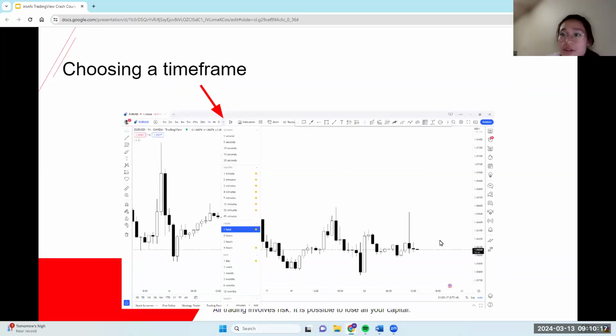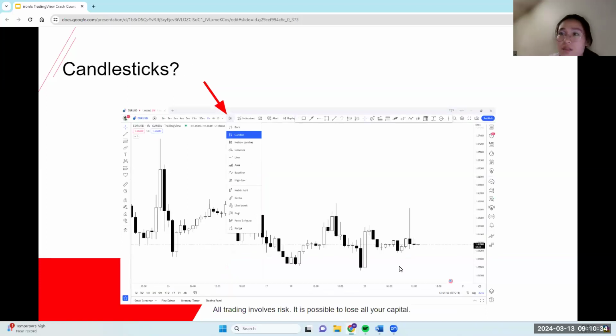When it comes to choosing a time frame, it really depends on your own trading strategy. All you have to do is click on any of these time frames here. But you can also customize it. There are more options when you click on this arrow here. For candlesticks, when you click on this icon, you can control whether you're looking at bars, candles, hollow candles, columns, lines, areas, and so on. Even Heiken Ashi, we also use that. But we normally use candles, as you've seen from our previous webinars.